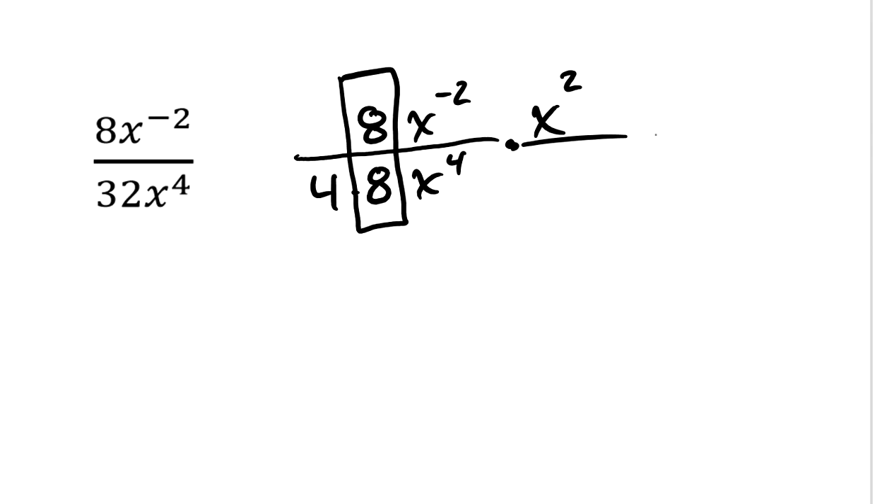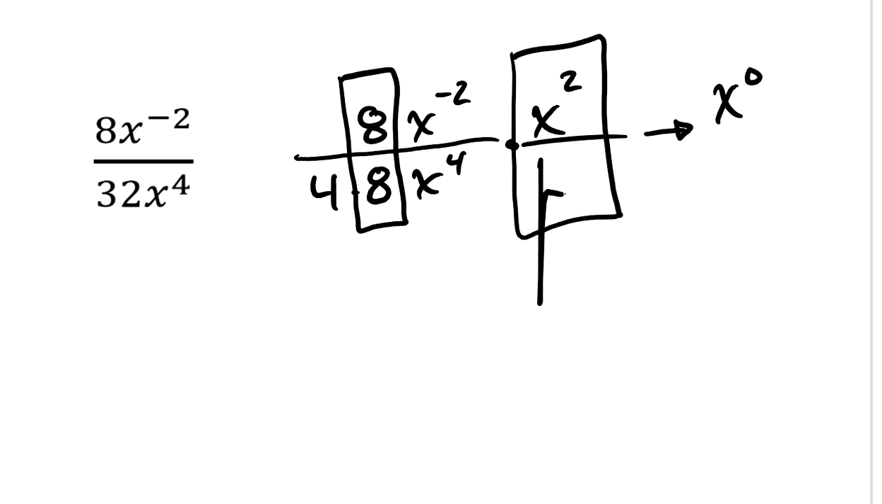Our thinking on this is that it turns out that that will give me x to the 0 power in the numerator, which is equivalent to the number 1. Now, if I multiply by x to the second in the numerator, in order to make this a giant 1 and not change the value of our expression, I have to put x to the second in my denominator as well.